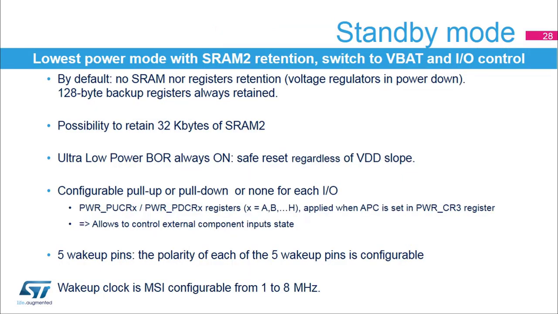The standby mode is the lowest power mode, in which 32 kilobytes of SRAM2 can be retained. The automatic switch from VDD to VBAT is supported, and the IOs level can be configured by independent pull-up and pull-down circuitry. By default, the voltage regulators are in power-down mode, and the SRAMs and the peripherals registers are lost. The 128-byte backup registers are always retained. Thanks to software, it is possible to retain 32 kilobytes of SRAM2. The ultra-low power brownout reset is always on to ensure a safe reset regardless of the VDD slope.